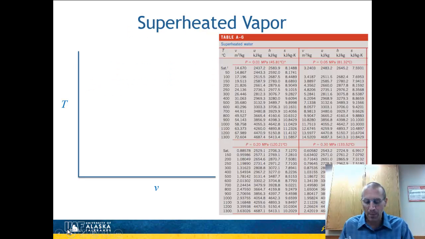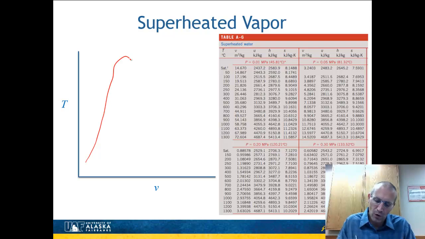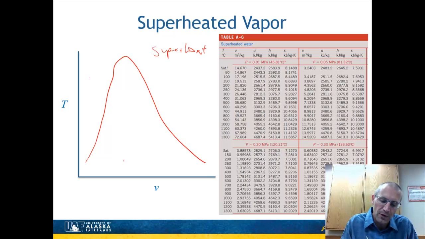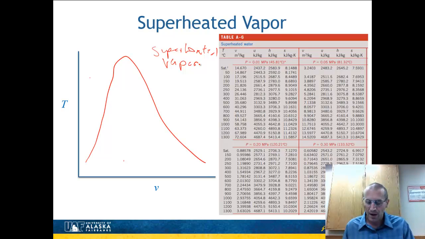Okay, let's draw up a phase diagram again and recall the different phases of materials that I have. Over on the left-hand side here, we have liquids. Underneath the curve, we have mixtures. And over on the right here, we had superheated vapors. And this is going to be the subject here, the materials that occur in this region.